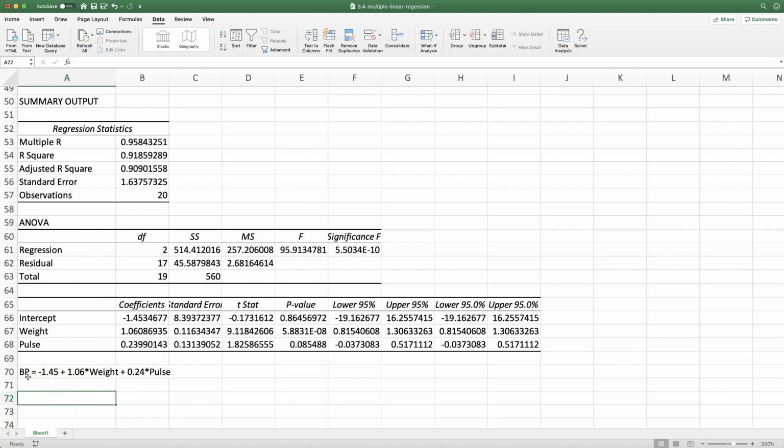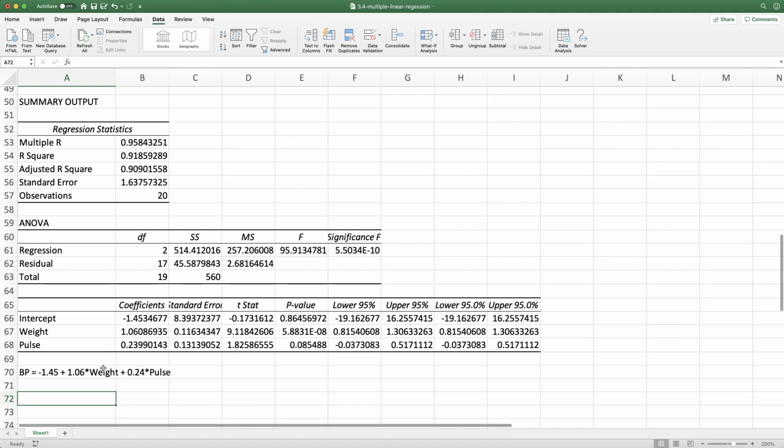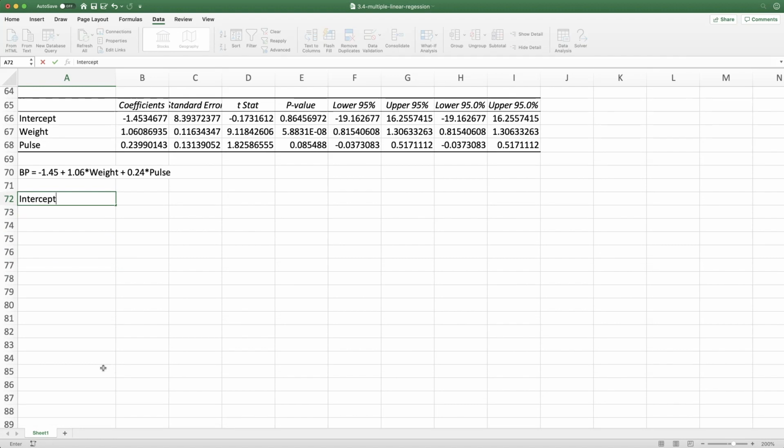Before doing so, let's interpret these coefficients in context and determine if this line is doing a good job of modeling blood pressure. Let's interpret the intercept. The intercept is the value you get when the two x variables are equal to 0. So if a patient weighs 0 kilos and has a pulse of 0 beats per minute, then we predict their blood pressure to be negative 1.45 millimeters mercury.